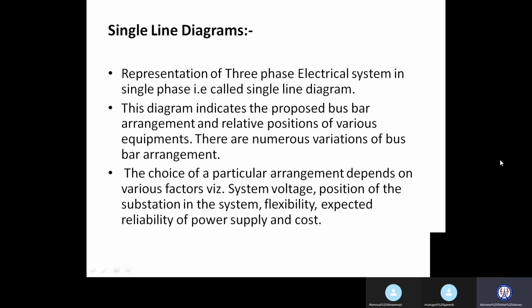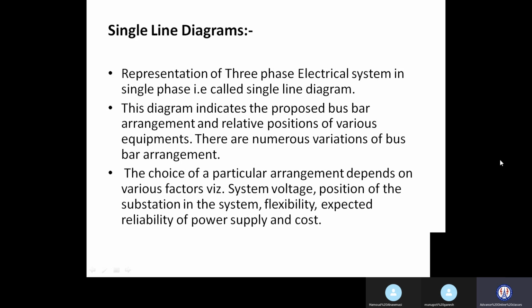The next input you require is the number of incoming feeders and the number of outgoing feeders. So number of incoming feeders, just note down 2, and number of outgoing feeders, just note down 2. So you have 2 incoming feeders and 2 outgoing feeders.